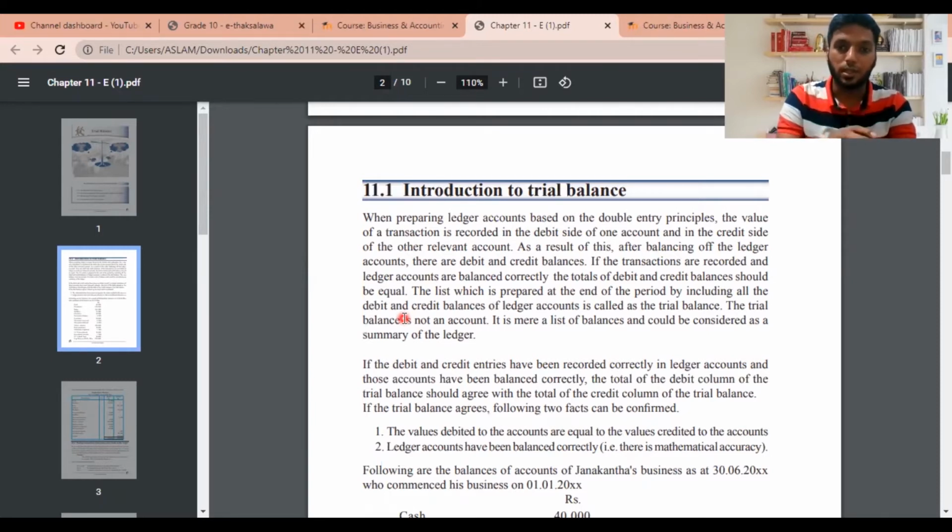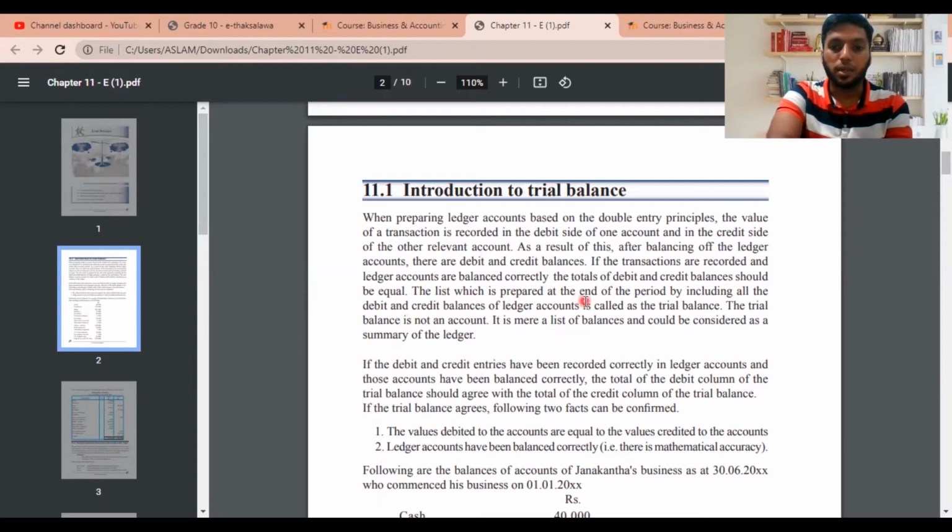So this trial balance is most probably done to see the accuracy of the accounting records. Even an accountant might make a lot of mistakes when he is recording the transactions. To know that he has done the recordings properly, this type of trial balance will be carried out. Then moving on to the point, if the transactions are recorded and ledger accounts are balanced correctly, the totals of debit and credit balances should be equal.